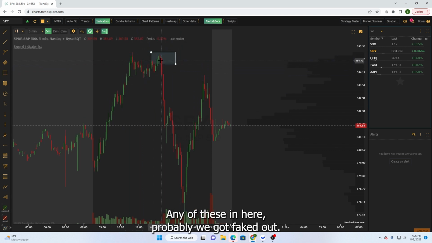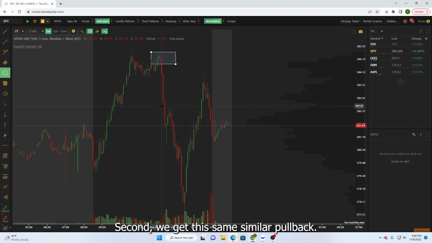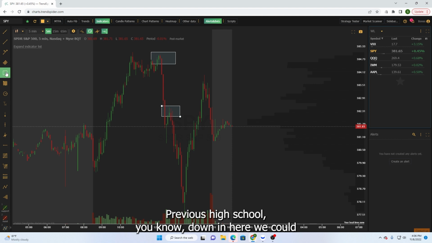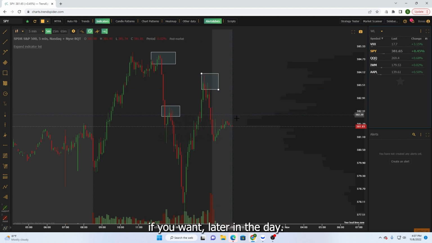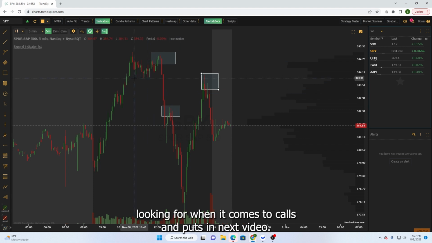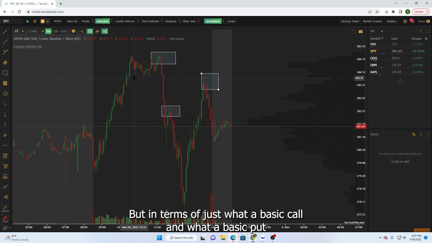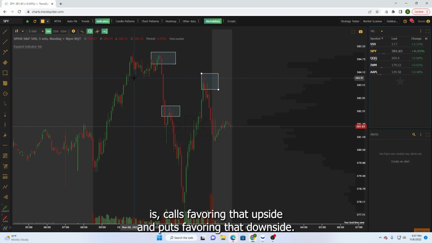But in terms of puts, right here, nice retest. Any of these in here, probably we got faked out. Okay, we get that nice pull. Second, we get this similar pullback, previous highs, cool. Down in here I think gets a little bit more risky, and then obviously here if you want, later in the day, but those are the areas looking for puts. We'll cover what exactly we're looking for when it comes to calls and puts in the next video. But in terms of a basic call and a basic put, calls favor the upside and puts favor the downside.